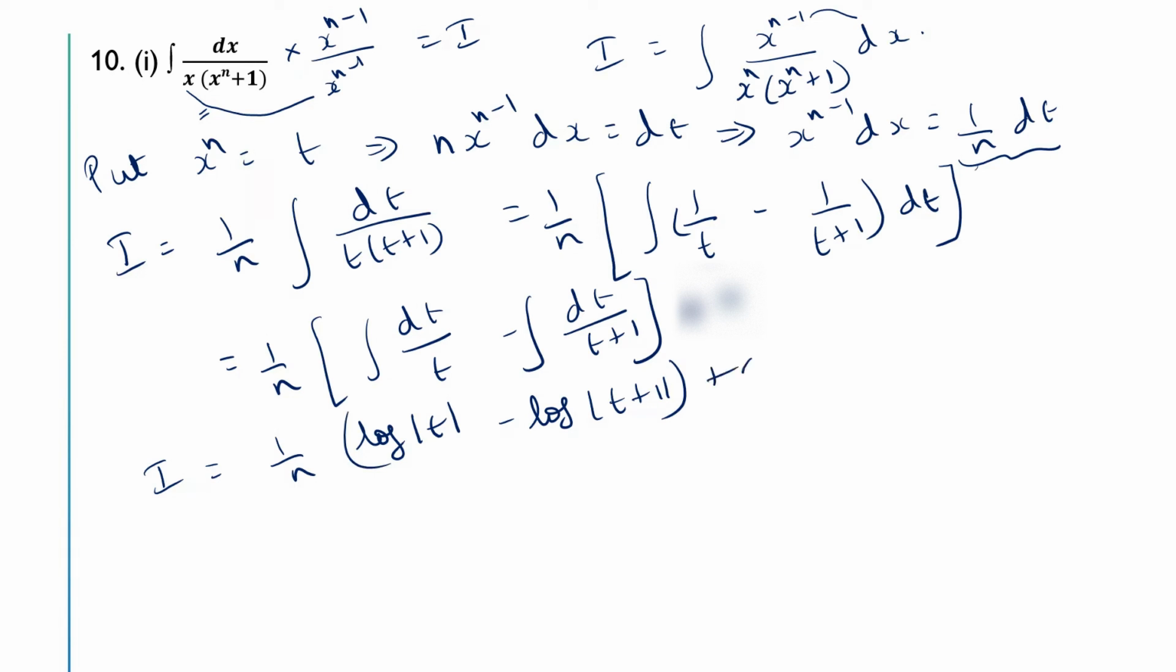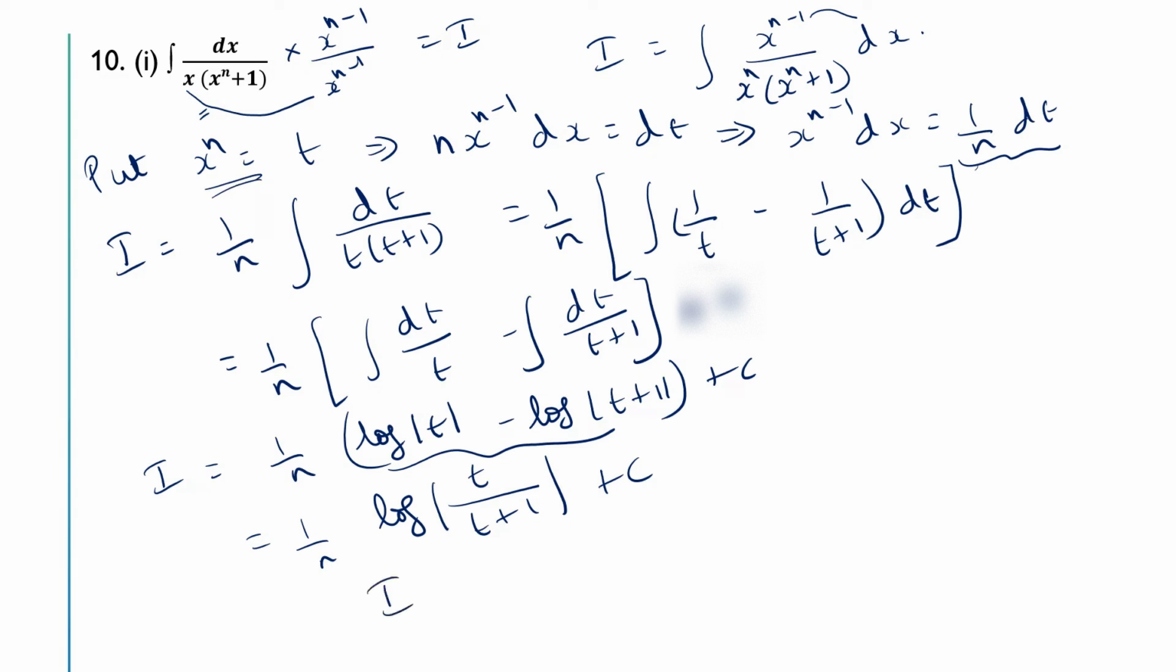So the given integral becomes 1 by n log mod t minus log mod t plus 1 plus c. So this is of the form log a minus log b. So it is log a by b. So it is log of t by t plus 1 plus c. Now we can substitute for t. t we have taken as x raised to n. So the given integral becomes 1 by n log mod x raised to n upon x raised to n plus 1 plus c.